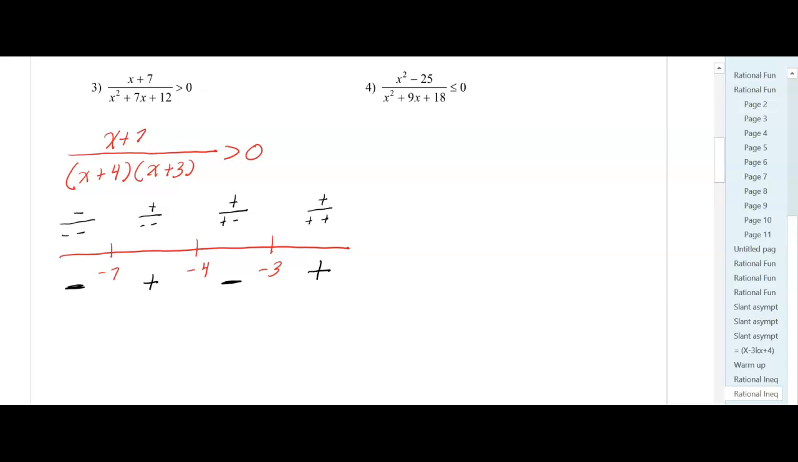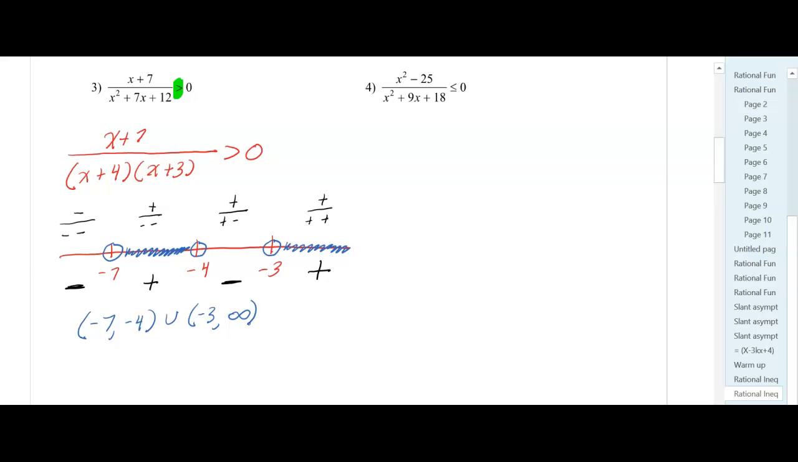Okay, if you take a look at problem number 3, I factored it. I drew my number line, and I have the work there. And then we're looking for this to be strictly greater than 0. So on the number line, all of these points will be open circles. So you can't have 0 in the denominator, you can't have 0 in the numerator. We're looking for when this is greater than 0, so we want in between -7 and -4, and to the right of -3. So the answer would be -7 to -4, union -3 to infinity.